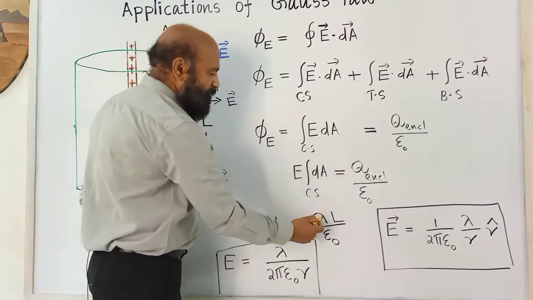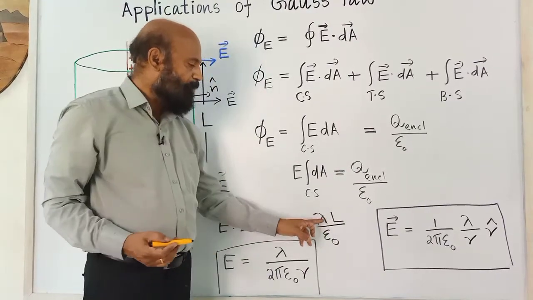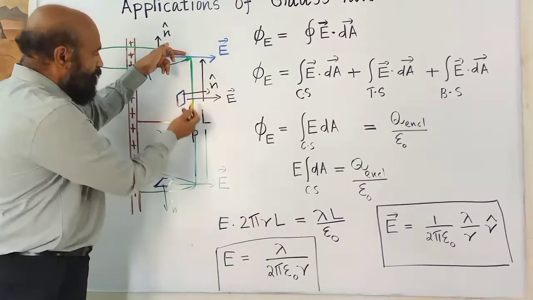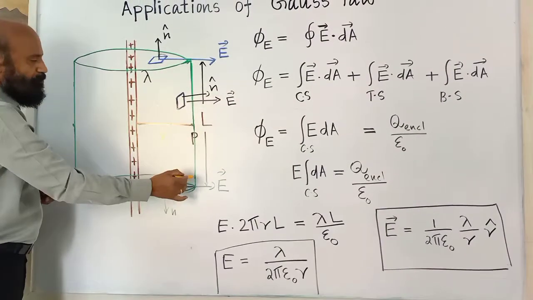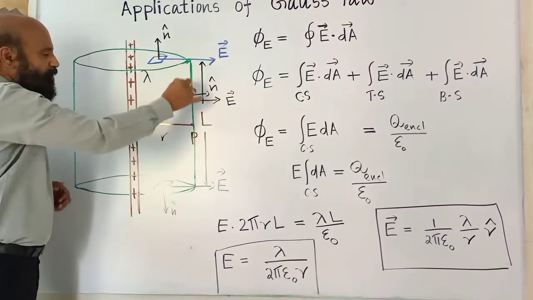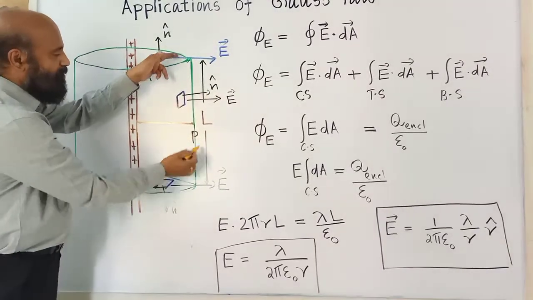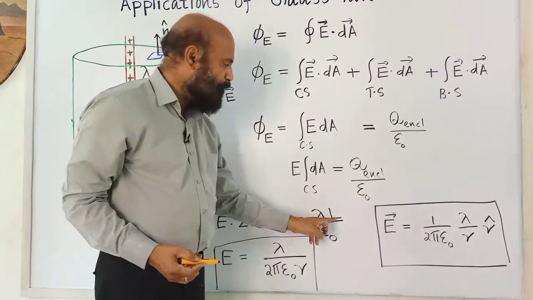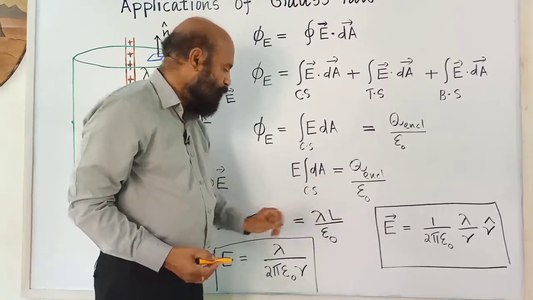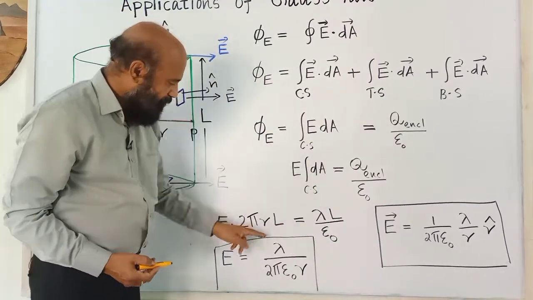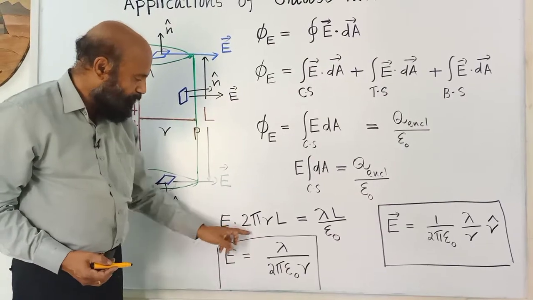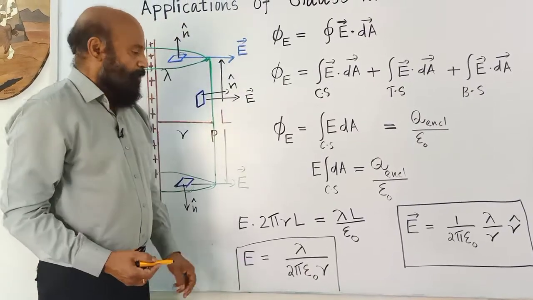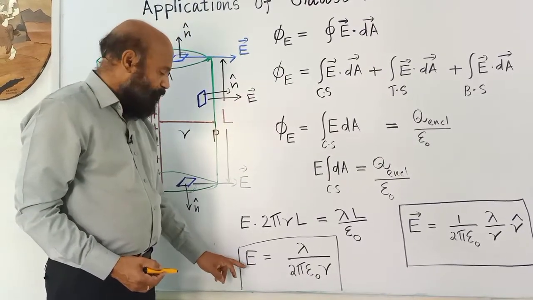Then total charge can be written as lambda into L, where lambda is the linear charge density, charge per unit length. So we have considered L meter of the wire inside the cylindrical Gaussian surface. We have considered a cylinder of length L. So charge on this wire is written as lambda into L. Q can be written as lambda into L. L will get cancelled, and after rearrangement you will get E is equal to lambda divided by 2 pi epsilon 0 R.